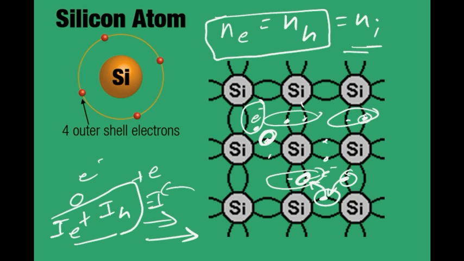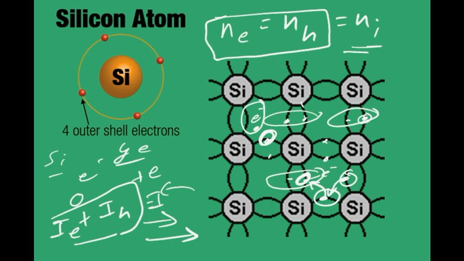So there is something called equilibrium. At equilibrium, the rate of generation of charge carriers will be equal to the rate of recombination of charge carriers. And this is about intrinsic semiconductors. Normally, silicon and germanium exhibit these characteristics.